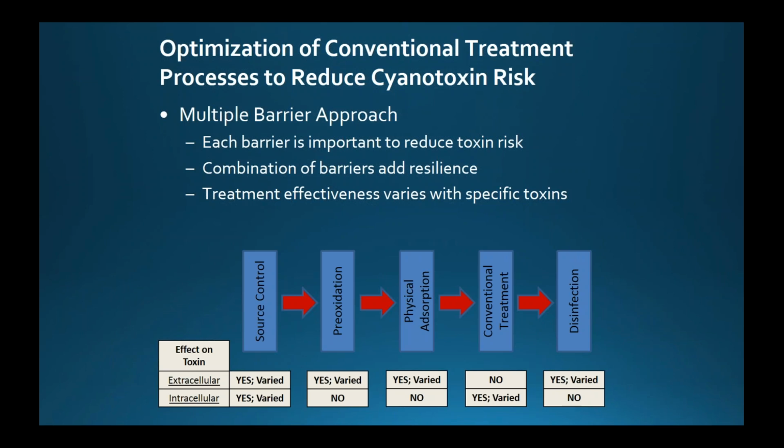So again, the combination of barriers is going to give us resilience, and we're going to look at those barriers now. Remember earlier we talked about extracellular and intracellular. Remember, extracellular is outside the cell. So if we look at some of the control methods, we're going to say yes, we can remove extracellular and intracellular up front. Those methods are going to vary, and we're going to talk about them.